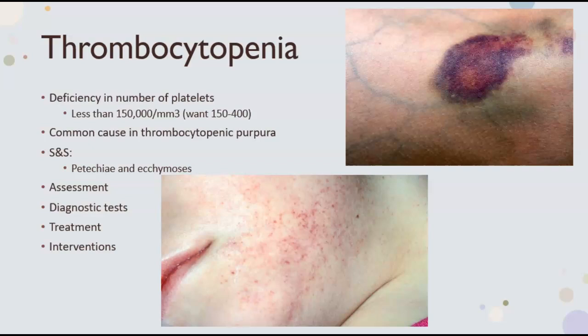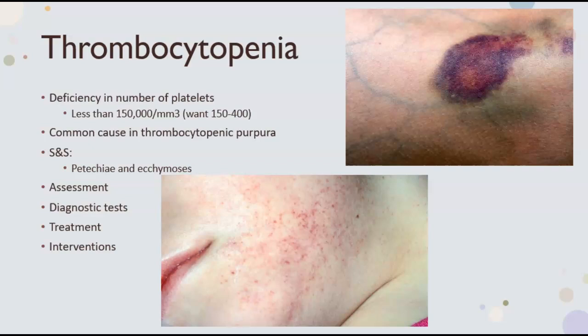Thrombocytopenia, so if we remember, thrombocytes are also known as platelets. So thrombocytopenia is going to be a deficiency in the number of platelets. Usually they will have a count of less than 150,000. And remember, normal platelet count is 150,000 to 400,000. So these patients are going to have less than 150,000.